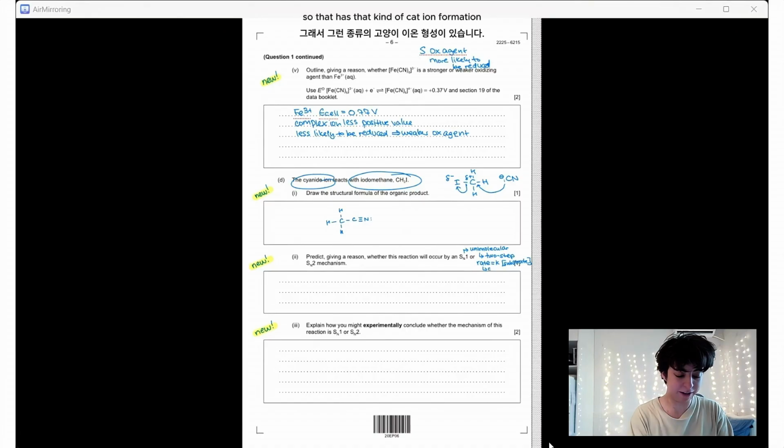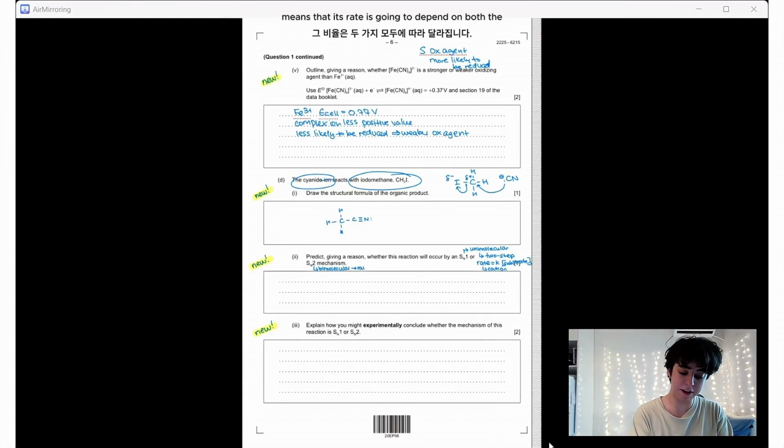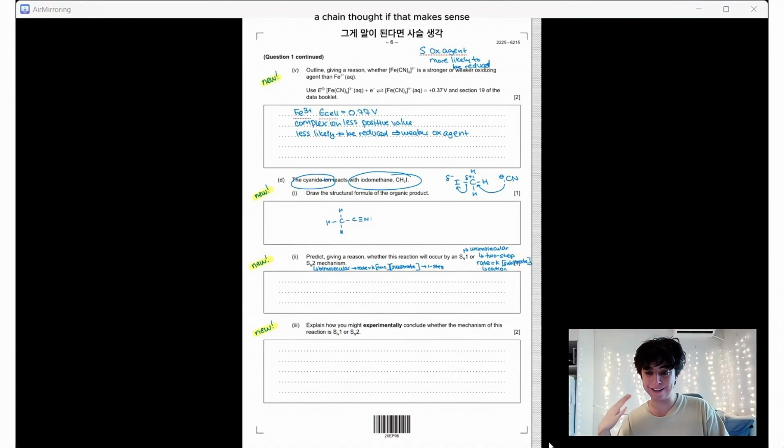So that had that kind of cation formation, that cation intermediate. Meanwhile, this SN2 is going to be bimolecular. So that means that its rate is going to depend on both the nucleophile and the substrate, and that is because it is only one step. All of these facts are related to each other and should kind of be a chain of thought, if that makes sense.